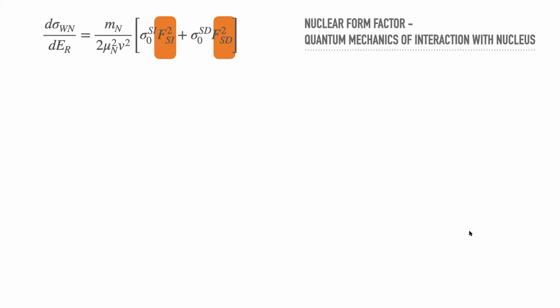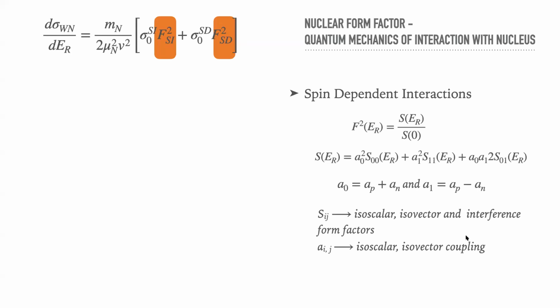All right, so we did spin independent. Now let's move on to spin dependent. In spin dependent interactions, the form factor goes as this function S as a function of ER over S naught. And so what does that all mean?